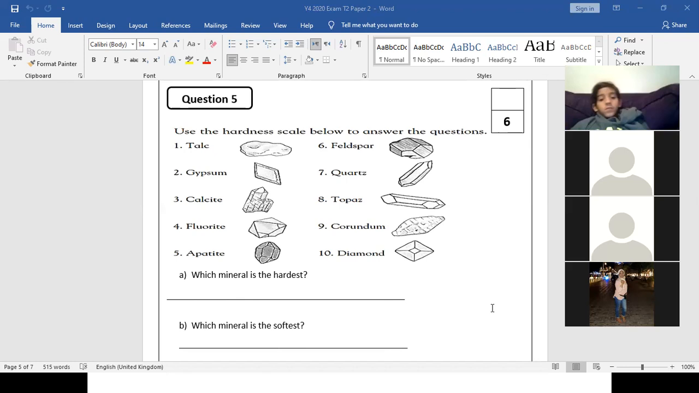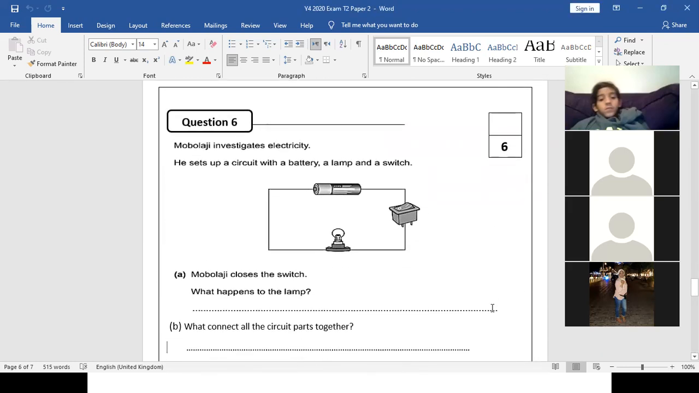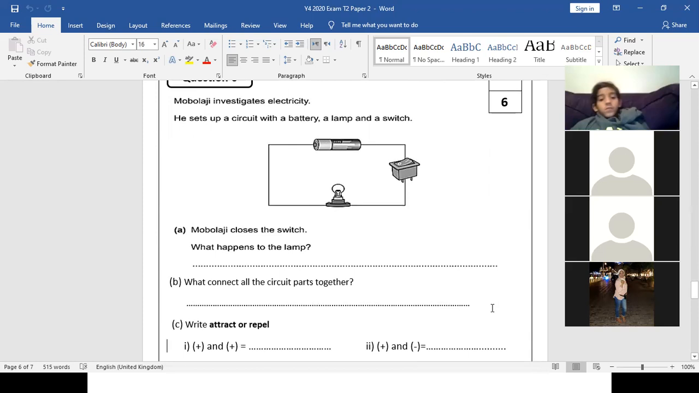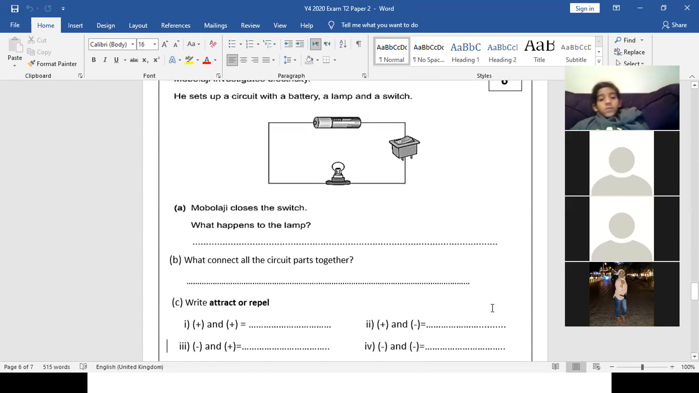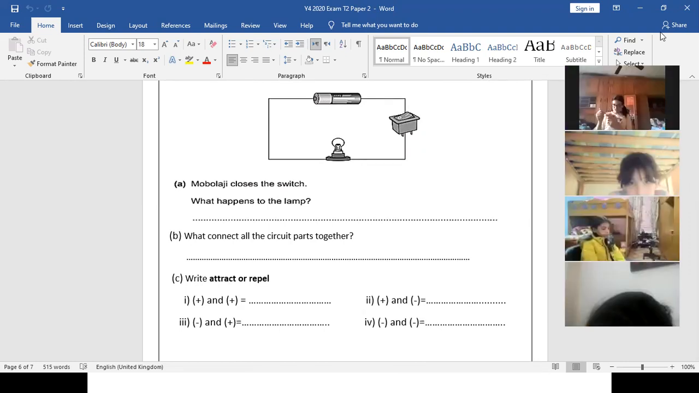Okay. Now, the next question is question 6. It says Mobology investigates electricity. He sets up a circuit with a battery, a lamp, and a switch. Mobology closes the switch. This is tricky, guys. What happens to the lamp? When he closes the switch, what will happen to the lamp? Ahmed Ahmed.